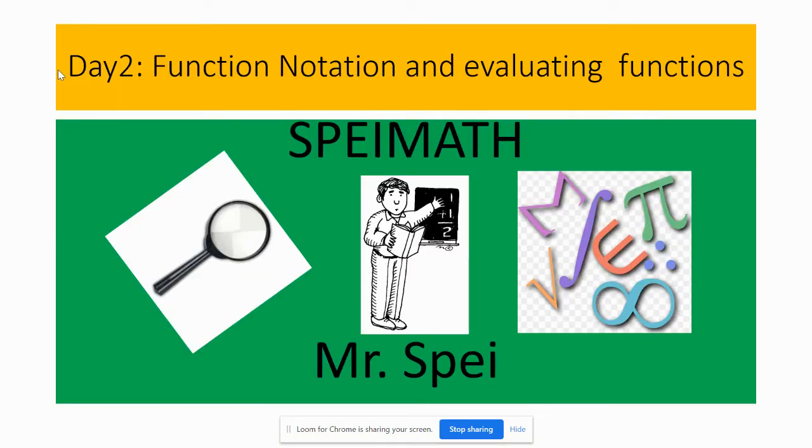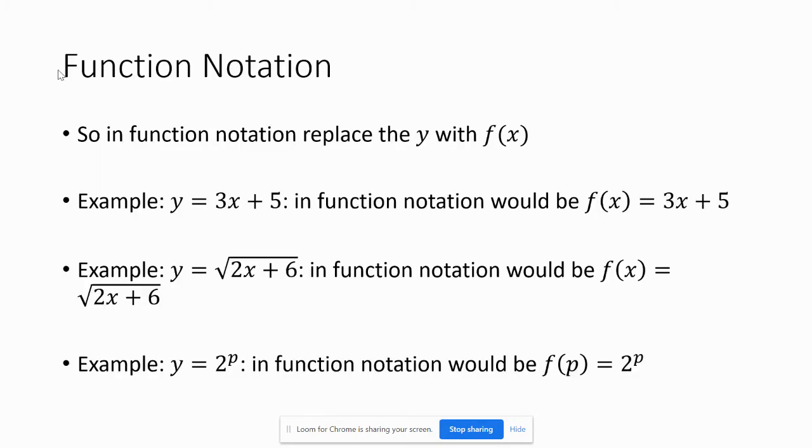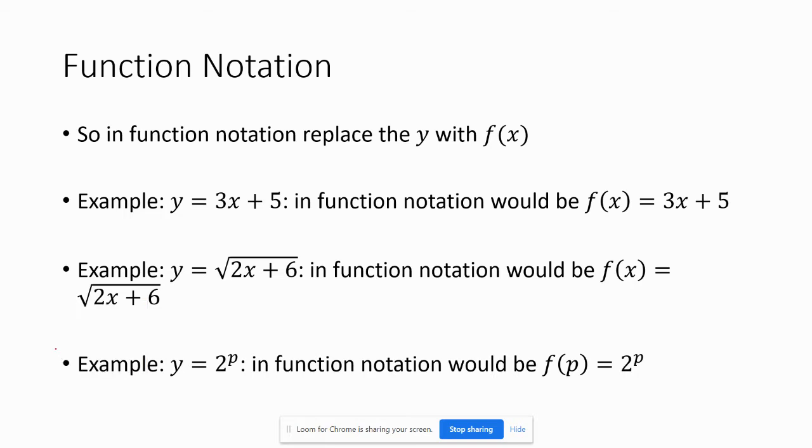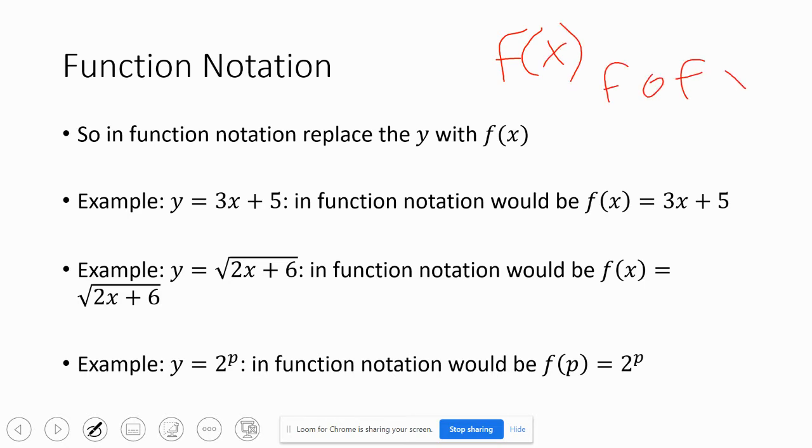So in day 2, we cover function notation and evaluating functions. In function notation, instead of writing y equals 3x plus 5, you write f of x equals 3x plus 5, or f at x. So the way you read this is f, parentheses x. You'll either read it as f of x or f at x. I prefer the second way of reading it because it doesn't confuse people with multiplication.